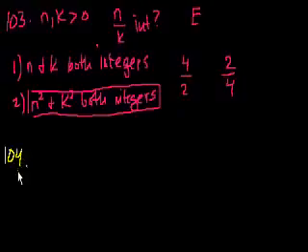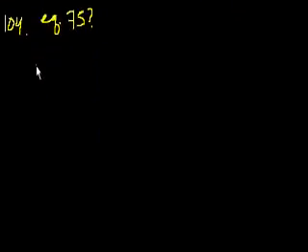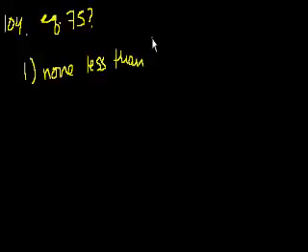104. If the average arithmetic mean of 6 numbers is 75, how many of the numbers are equal to 75? Okay, equal to 75 is the question. Let me scroll down a little bit. The first statement says none of the 6 numbers is less than 75. So none less than 75. So this is interesting.